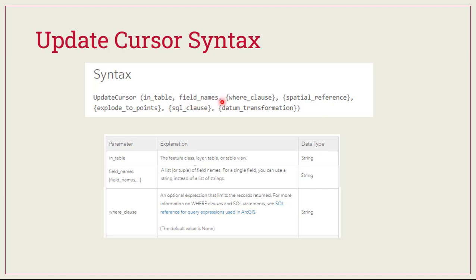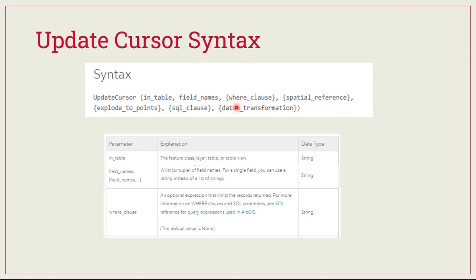And then finally, you have the optional where clause, which allows you to create a subset of the records in your data set to put into the cursor object so that only those that meet that query would be the ones that would be put into the cursor object in order to have the editing done.